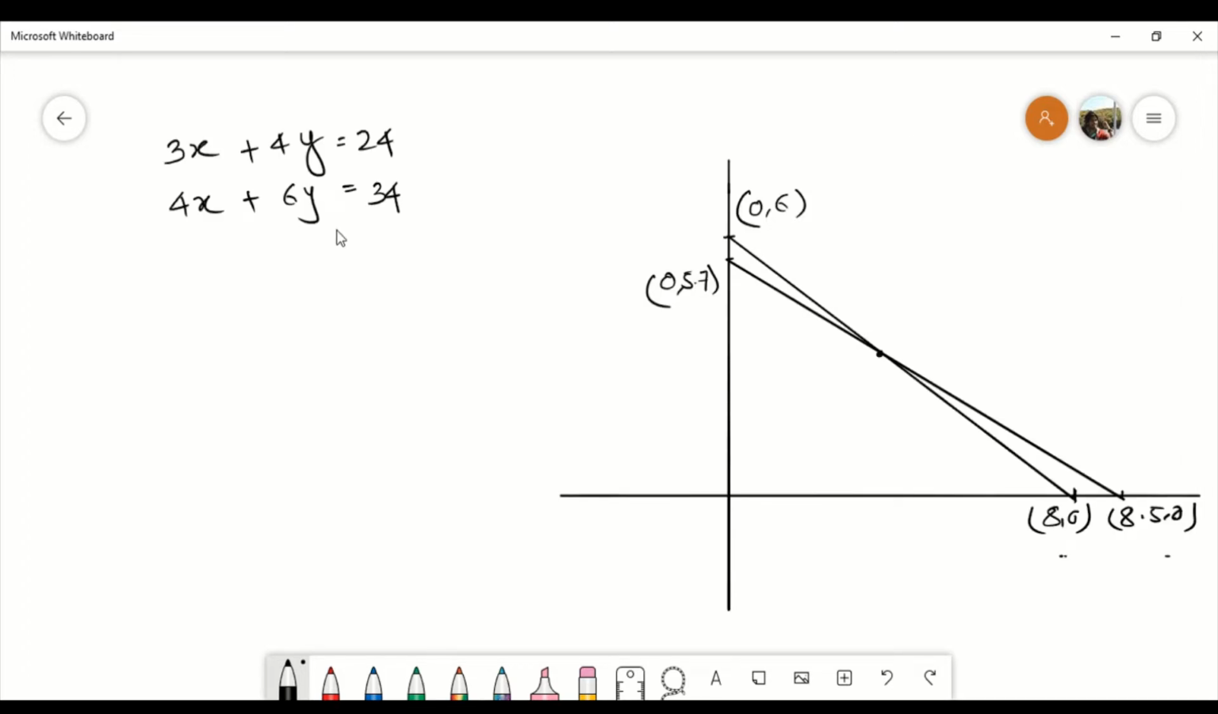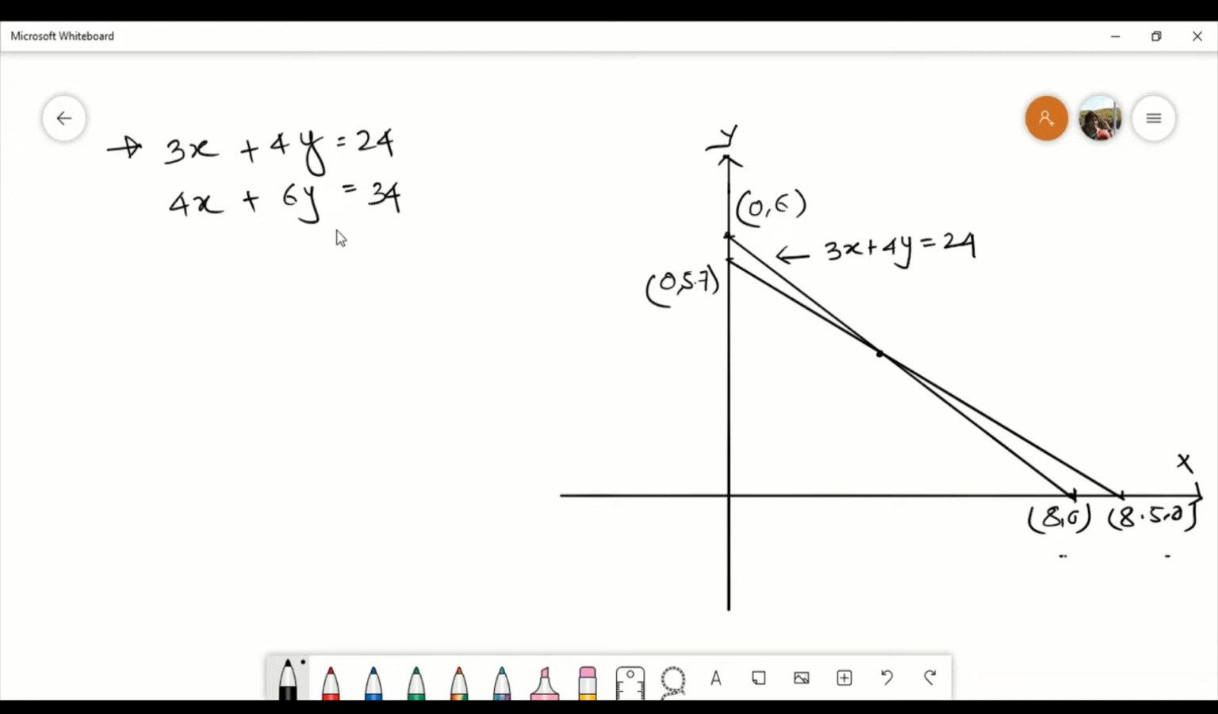So let's try to plot these two equations on the xy coordinate. I have already plotted it, so I'll just go through it. This is my y-axis and this is my x-axis. For this equation, as we already discussed, to plot it on this xy coordinate, I can find the x-intercept and the y-intercept. We discussed this a little while ago: my intercepts are (0, 6) and (8, 0). So this particular line represents 3x plus 4y equals 24.